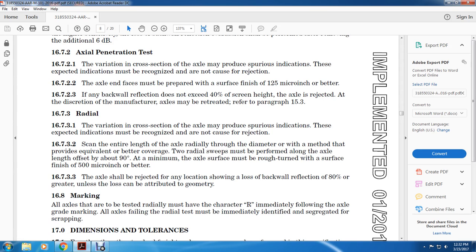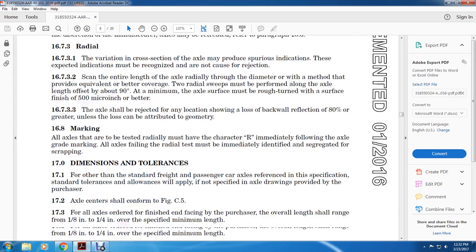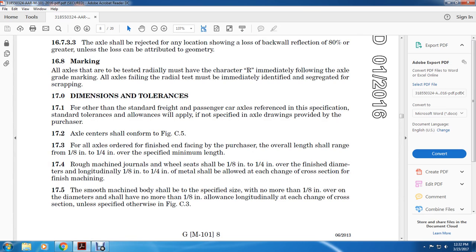Marking. All axles that are tested radial must be marked with the character R immediately following the axle grade marking. All axles that fail the radial test must be immediately identified and segregated for scrapping. 17. Dimensions and tolerances. 17.1 For other standard freight and passenger car axles, the specification standard tolerances apply.